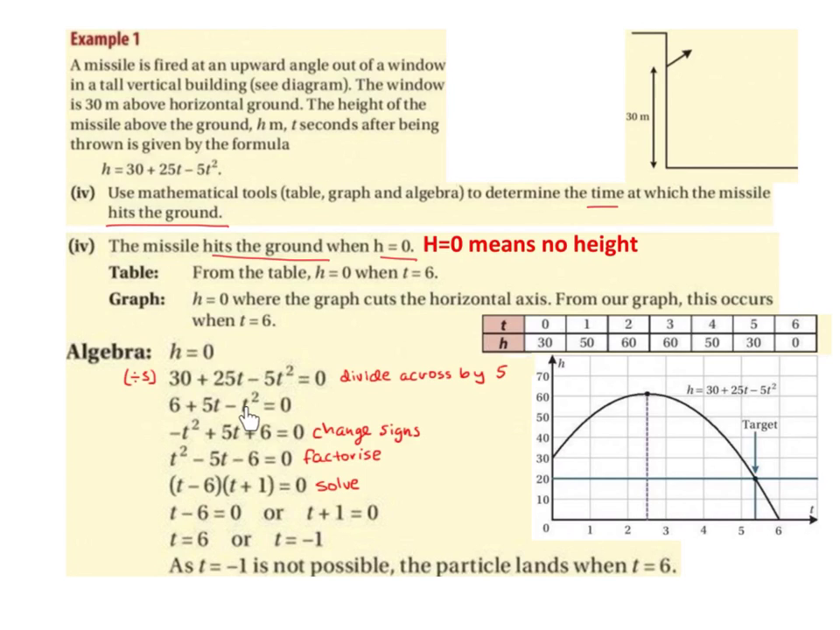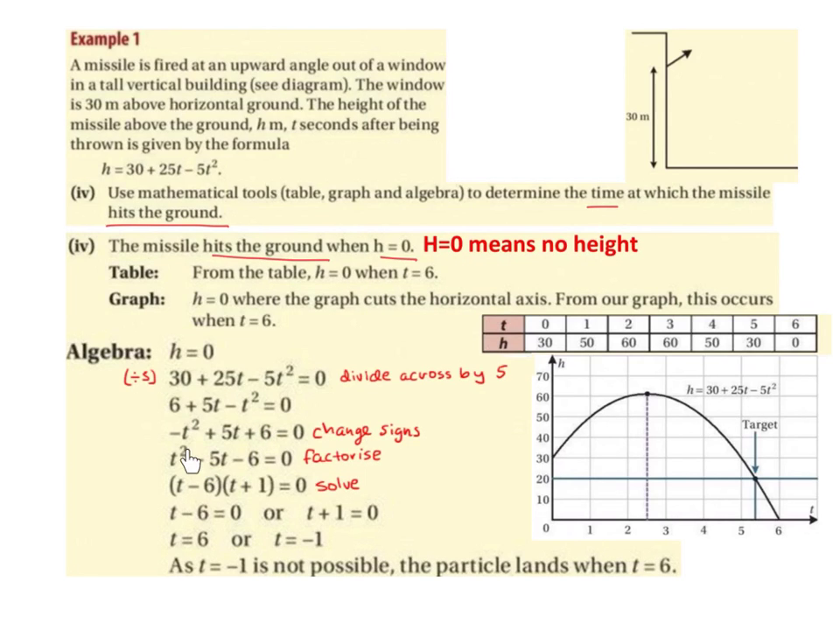Now we're going to rearrange our equation so that our squared term is first, our t term is second, and our constant is last. So we end up bringing the minus t squared in front, plus 5t stays in the middle, and the 6 comes to the end. So we have minus t squared plus 5t plus 6 is equal to 0. Now we're going to change the signs. Minus t squared becomes t squared, plus 5t becomes minus 5t, plus 6 becomes minus 6.